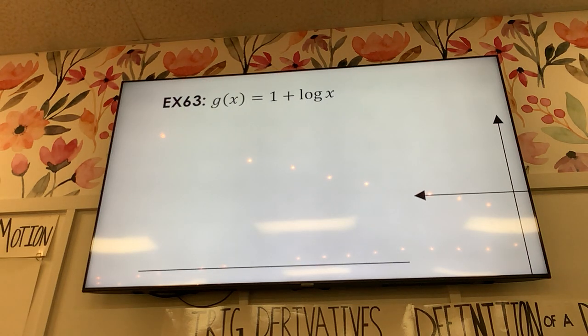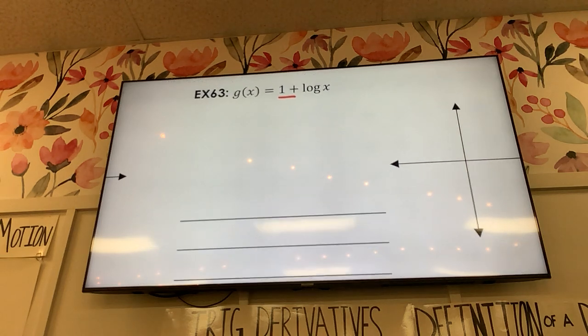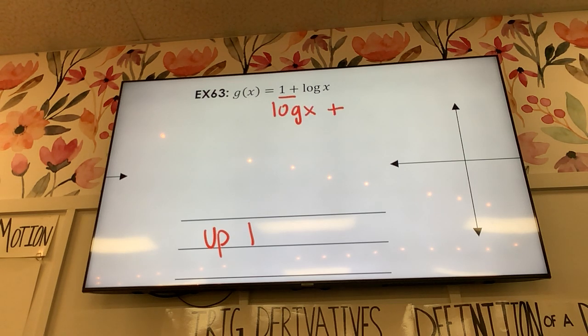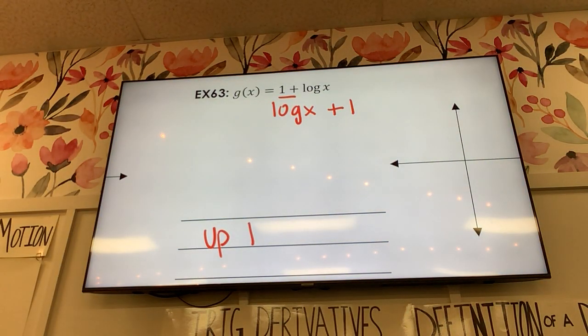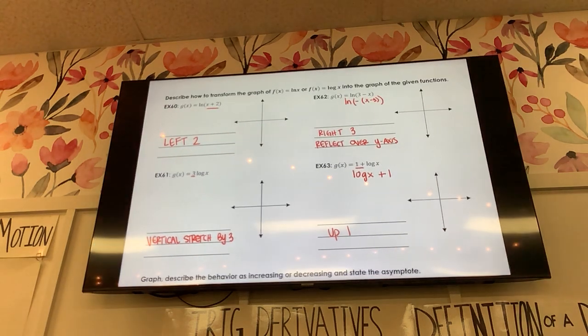All right, and then my last one here, what is that plus 1 going to do? Up 1. It's kind of like writing it as log x plus 1, where that 1 is pushed to the side. So that's going to shift it up 1. All right, great. So I got all my transformations.